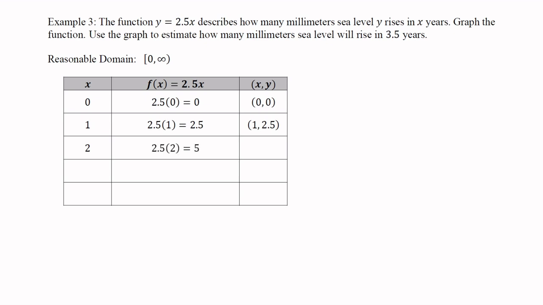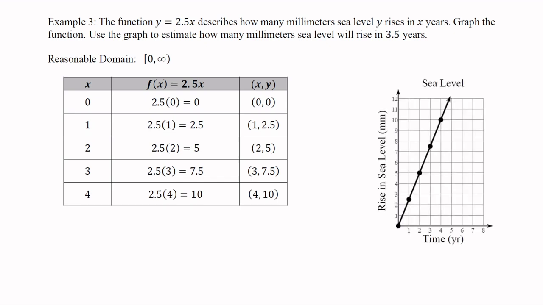We'll put in 2 and get 5 as our output. We'll put in 3 and get 7.5. And we'll put in 4 and get 10. So now that we have a few values, we're going to go to our graph and plot those points, and then we will connect those points, in this case, with a straight line, because this is a linear function. We'll talk more about linear functions in a later unit.